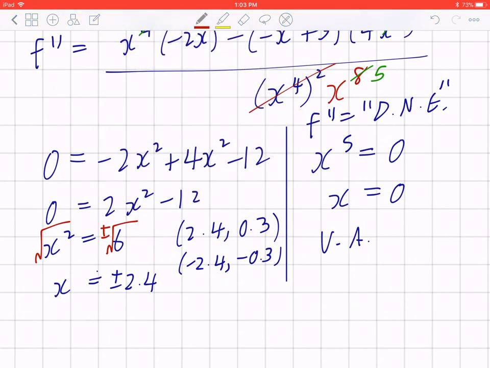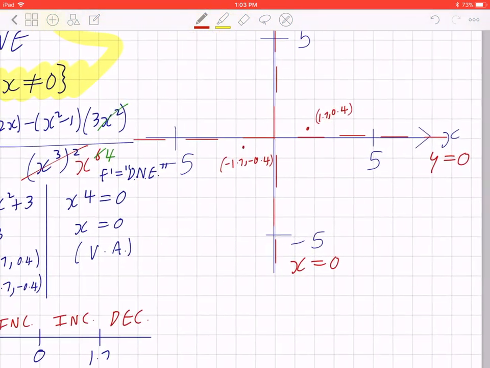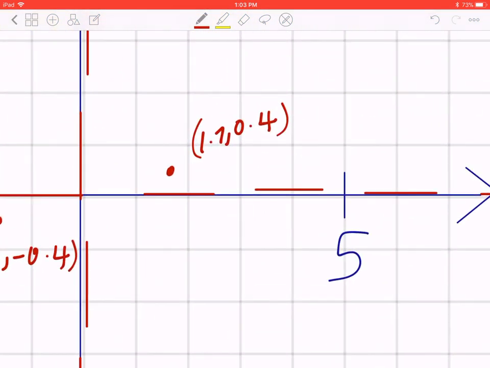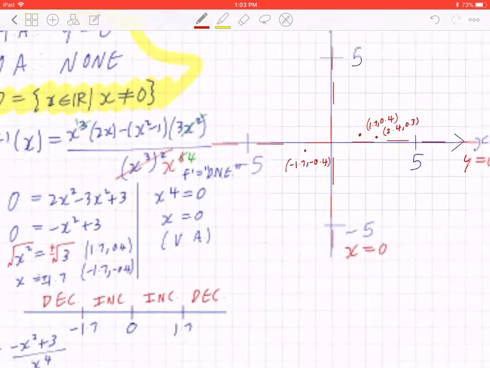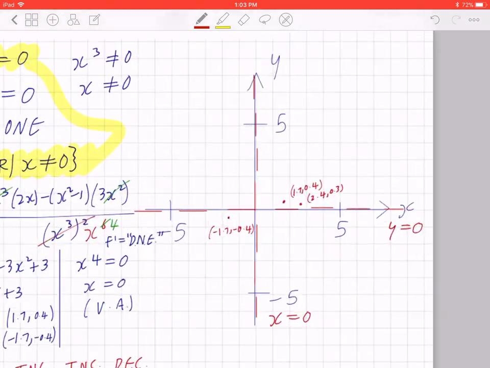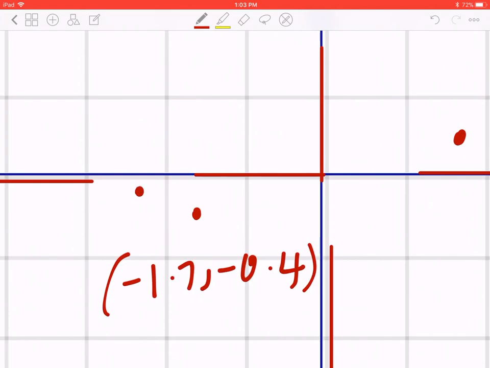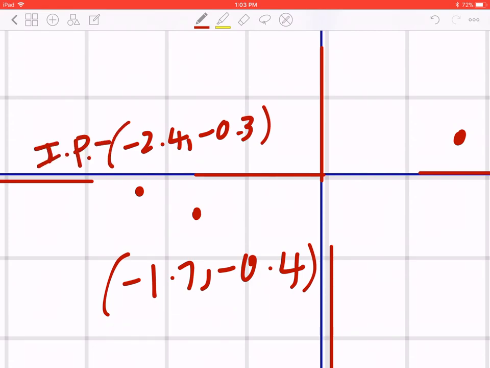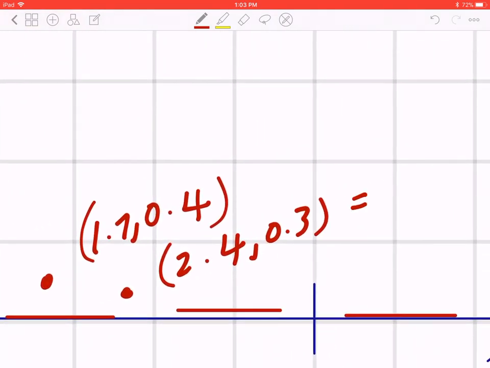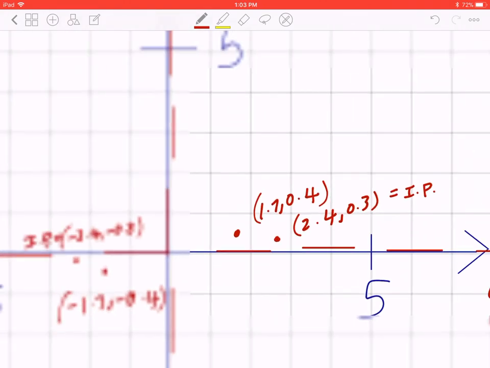So again, go back to the graph. 2.4, 0.3, which would be roughly somewhere here. Likewise, on the other side, there's negative 2.4, negative 0.3. So negative 2.4, negative 0.3, inflection point. This is also the inflection point, just like that.